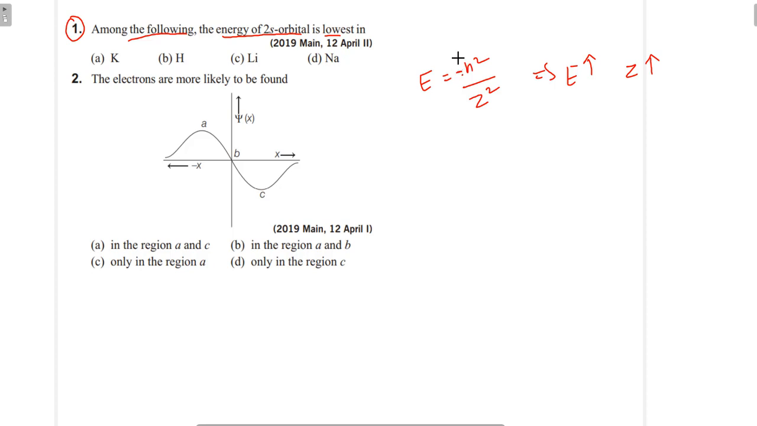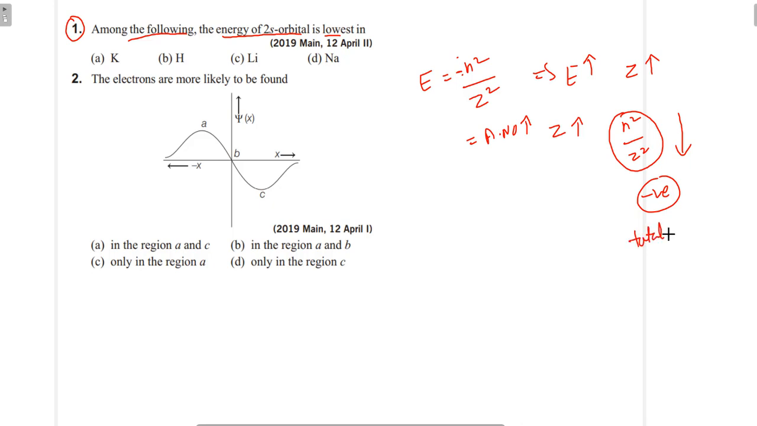Totally, this negative value will be less. When the atomic number is increasing, the z value will be increased, then the n square by z square value will be decreased, but it has a negative sign, that's why the total value is increasing. Which atomic number is highest here? Potassium. So the answer is A. It's a direct question.